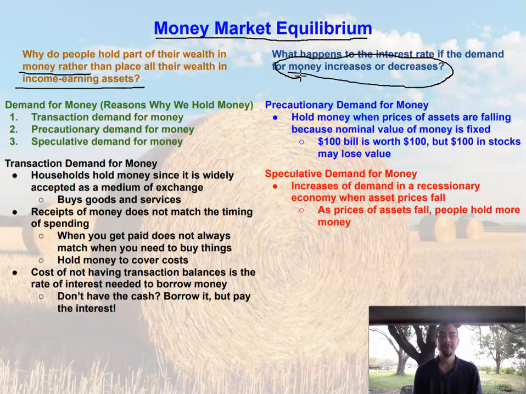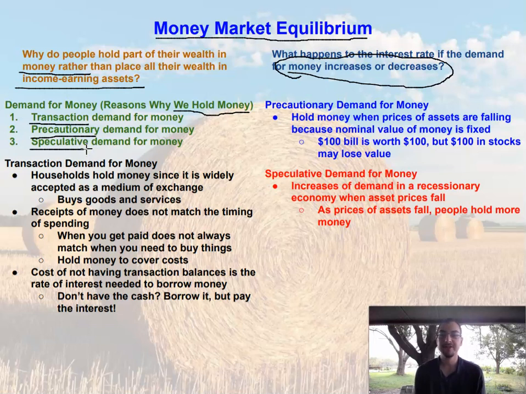So first off, the demand for money. Why do we hold money? Why do we hold that cash? Well, we hold that cash for three main reasons. The first is transaction demand for money. The second reason that we hold money is a precautionary demand for money. And then the last one is a speculative demand for money. So let's dive into these three, shall we?